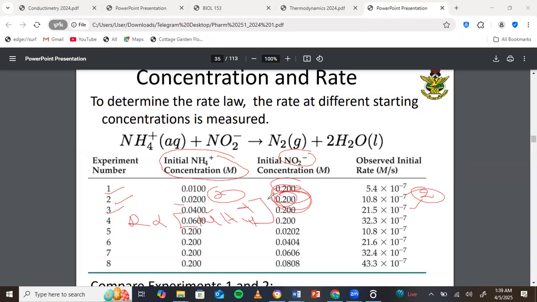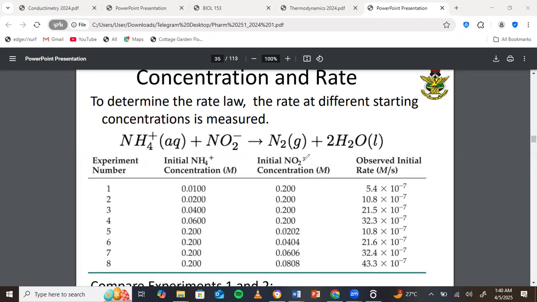Now the power of ammonium ion here will be 1, such that if I put 2 here, 2 raised to the power 1 will still be 2, so that the rate itself would also be affected by just the 2. And that is what we have observed here. Whatever increase that we apply to the ammonium ion, the same increase affects the rate of reaction. And that shows that the power here, the exponent, is 1. And so we say that with respect to the ammonium ion, the order of reaction is 1.